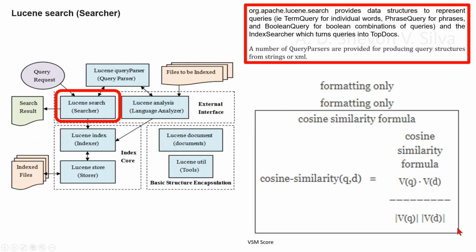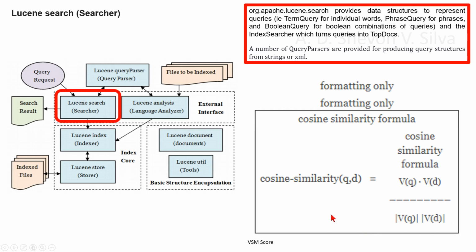We are considering the VSM score. Lucene combines the Boolean model (BM) of information retrieval with the vector space model (VSM) of information retrieval. The documents approved by BM are scored by VSM. In VSM, documents and queries are represented as weighted vectors in a multidimensional space where each distinct index term is a dimension. The weights are TF-IDF values.